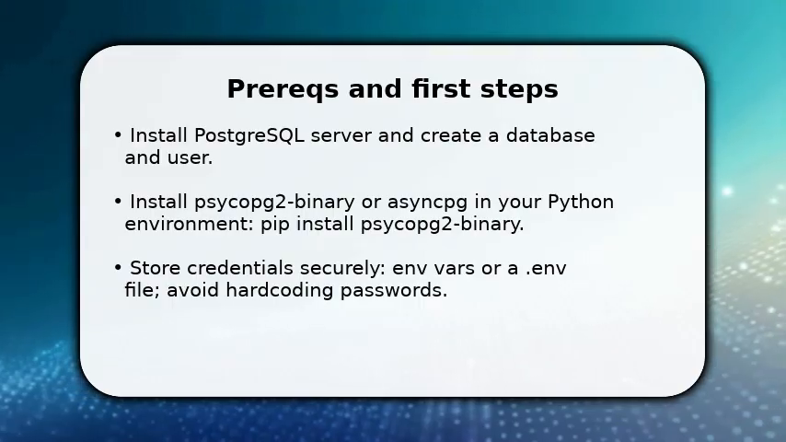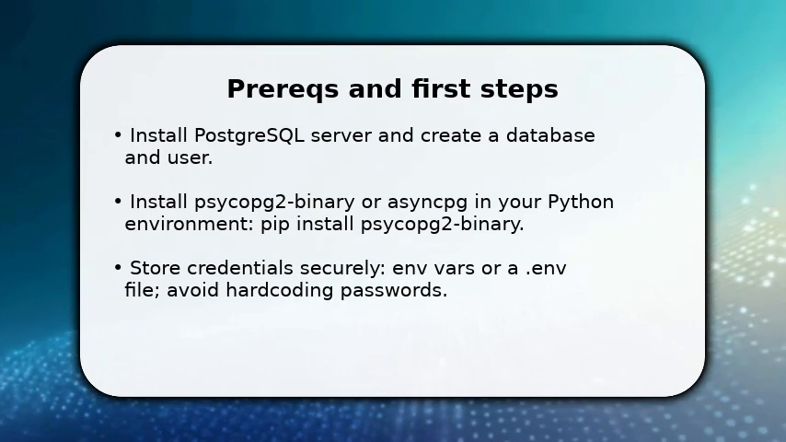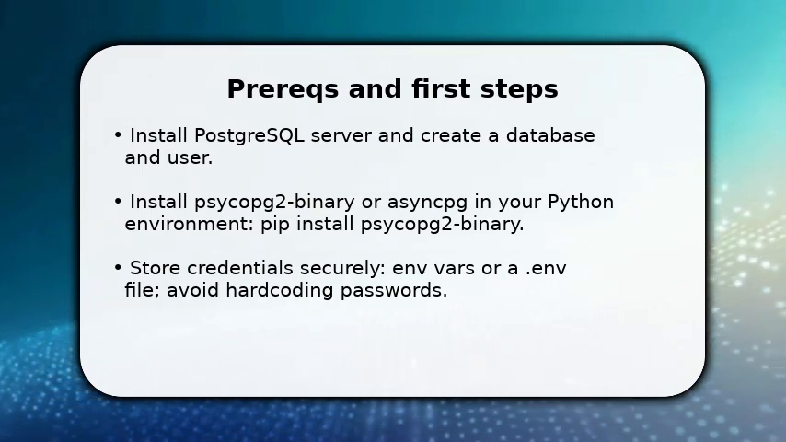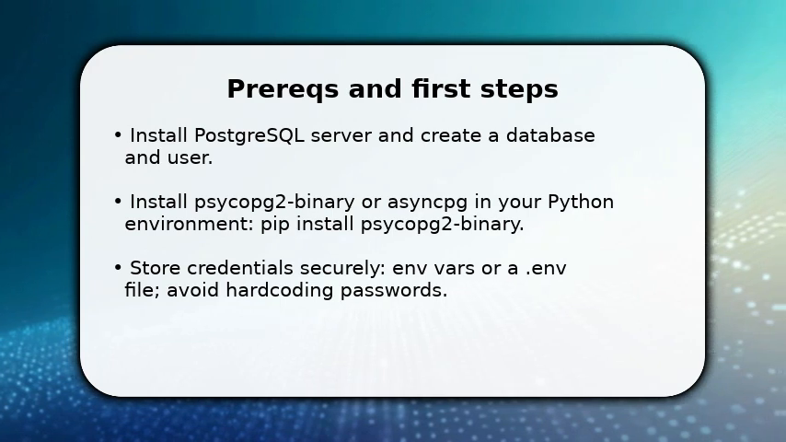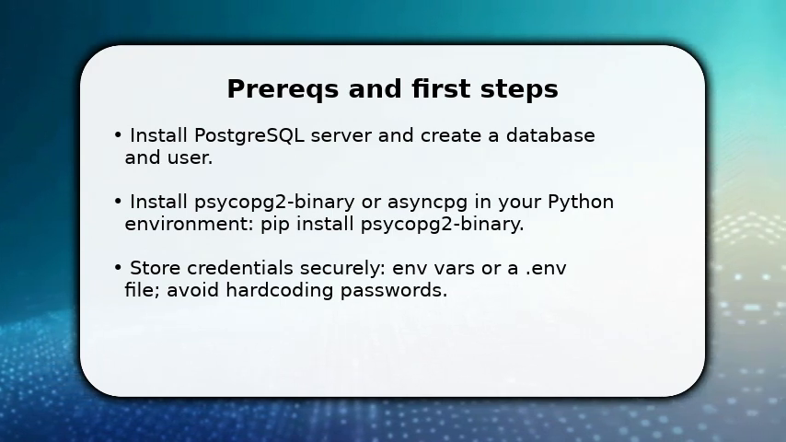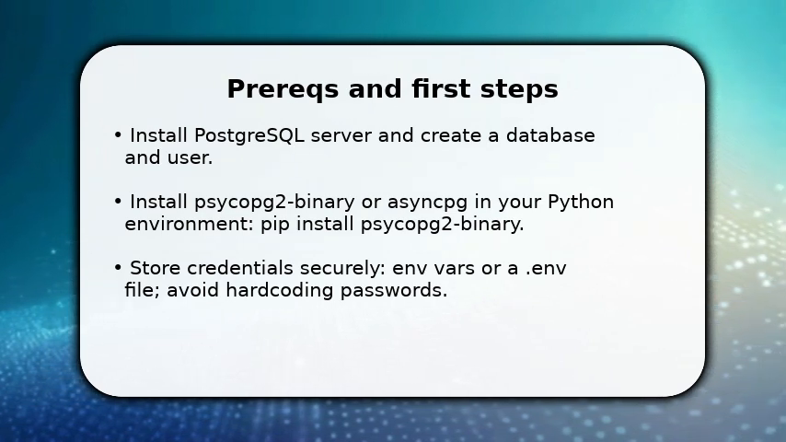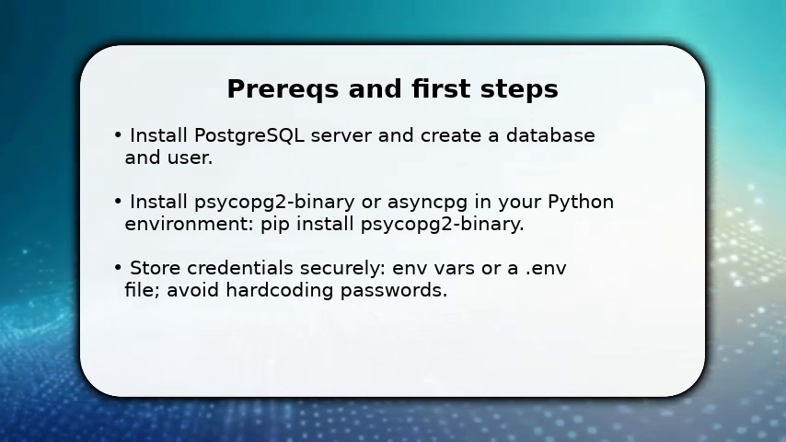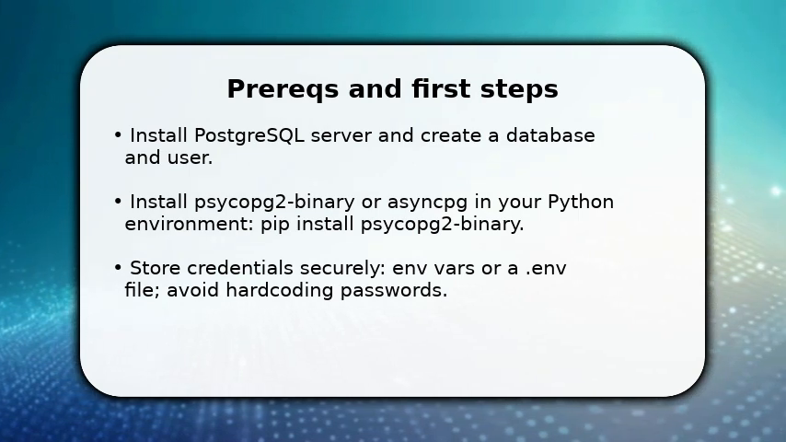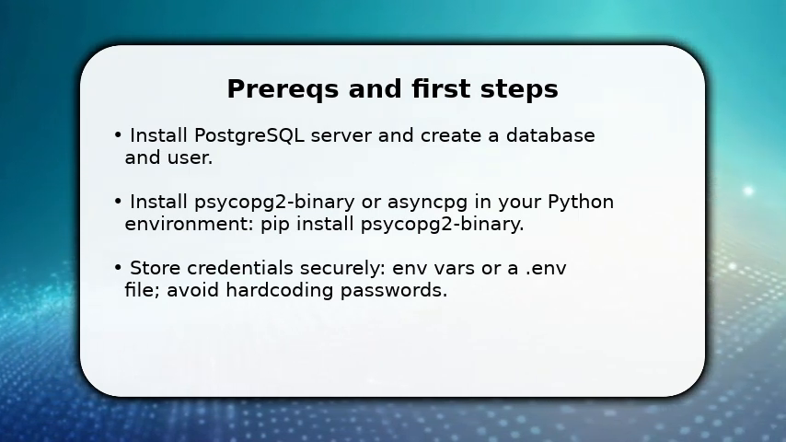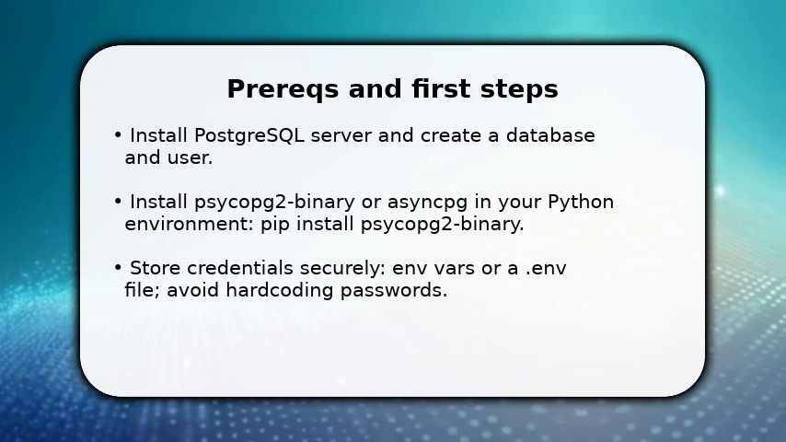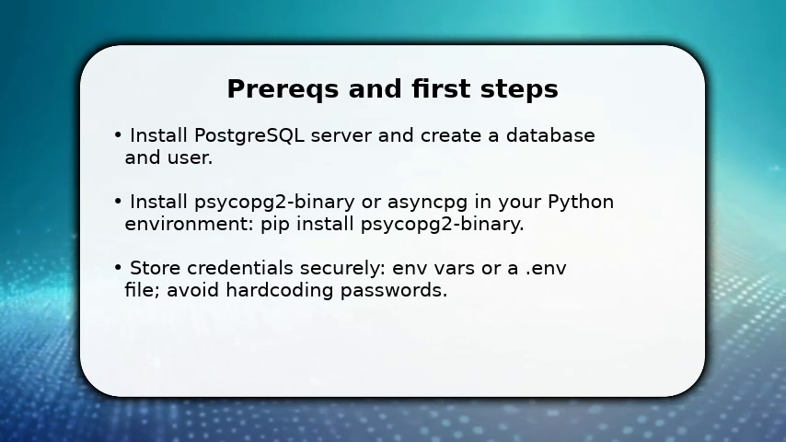You start by confirming prerequisites: PostgreSQL running and a database user with privileges. Once that exists, install the psycopg2 binary in the environment so Python can talk to Postgres. Next, export credentials into environment variables or an env file. This keeps secrets out of source. Make sure the server accepts TCP connections and the firewall allows your client port.